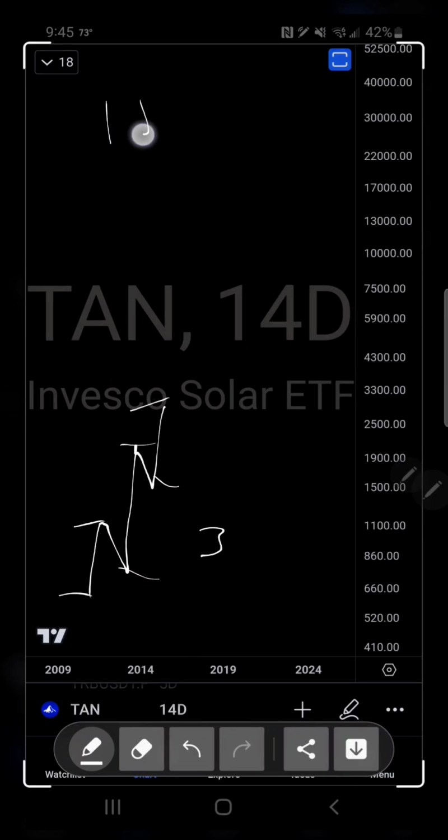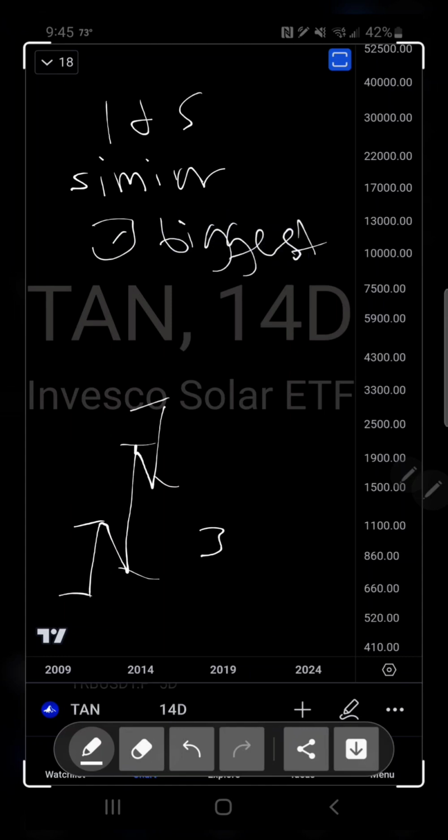Wave 1 and wave 5 are always very similar in size. So 1 and 5 similar. That's spelled completely wrong. I don't give a fuck, this is not a spelling bee. 1 and 5 are similar, 3 biggest. Okay? So now that we have that understood, you have wave 2 and wave 4.